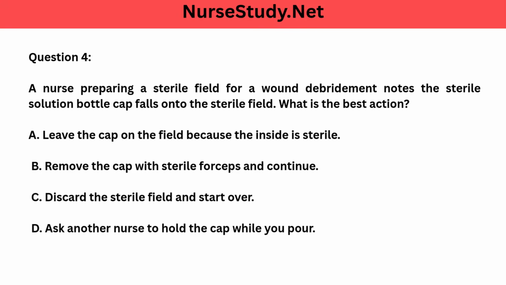A. Leave the cap on the field because the inside is sterile. B. Remove the cap with sterile forceps and continue. C. Discard the sterile field and start over. D. Ask another nurse to hold the cap while you pour.